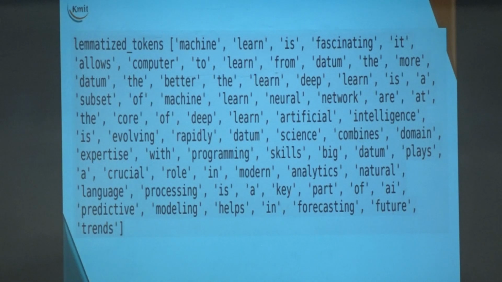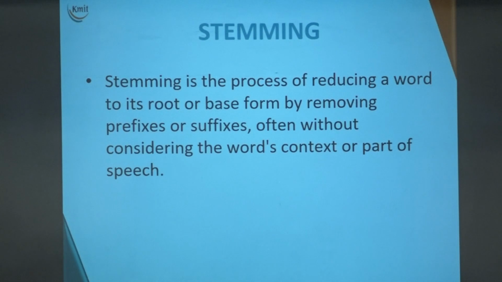Clear enough? What is the next step? Stemming. So what are you doing in stemming? For your lemmatized tokens or your original tokens, there's no rule that you should do it only after that. It's up to you. So basically, in stemming, what is happening? You will be removing your prefixes or suffixes, if at all any, and replacing it with your root word, without even considering the context of that word. We are not considering the context of that word, but we are doing stemming.